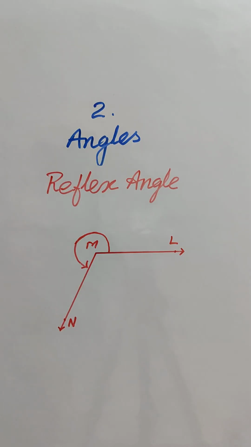Reflex angle. An angle whose measure is more than 180 degree but less than 360 degree is called a reflex angle. Here LMN is a reflex angle since its measure is more than 180 degree and less than 360 degree.